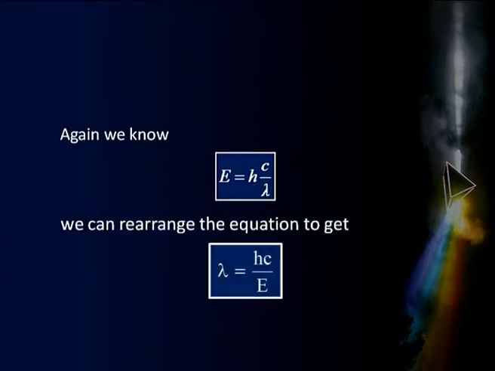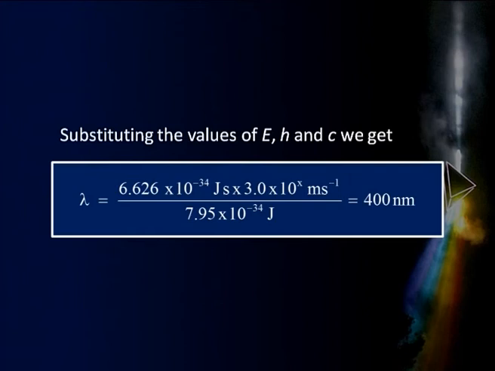We can use the second relationship here, that E is equal to h c by lambda. So, I need to find out lambda. So, I rearrange the equation and get the following expression, that lambda is equal to h c by E. Then the rest is very simple, substitute the E we have just computed a minute back, put the values of h and c and get the value of wavelength. So, what you get is the wavelength comes out to be 400 nanometers.